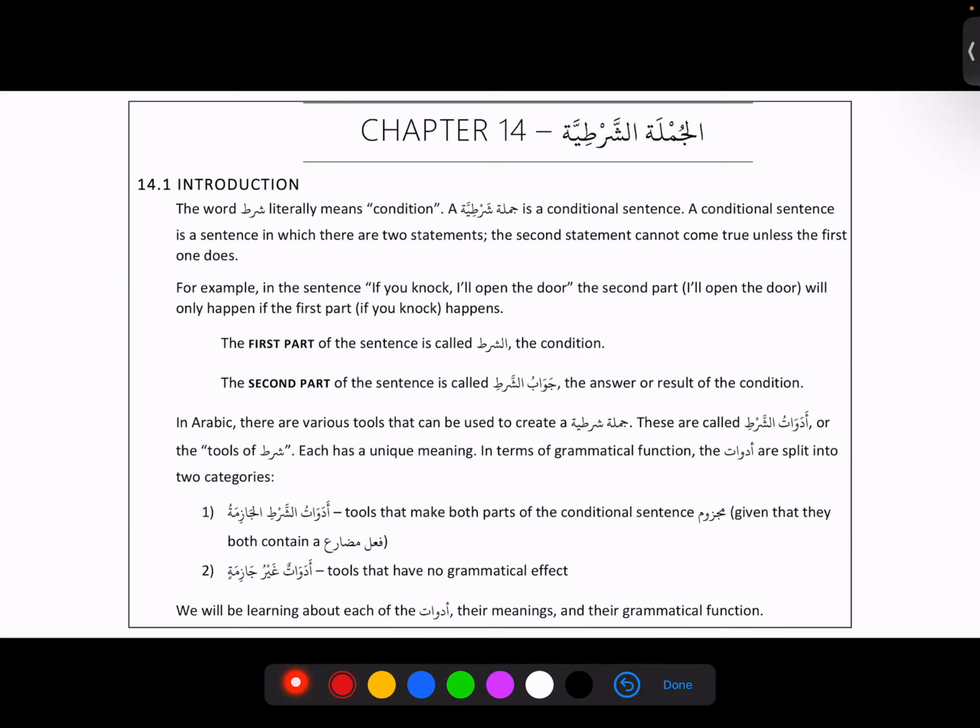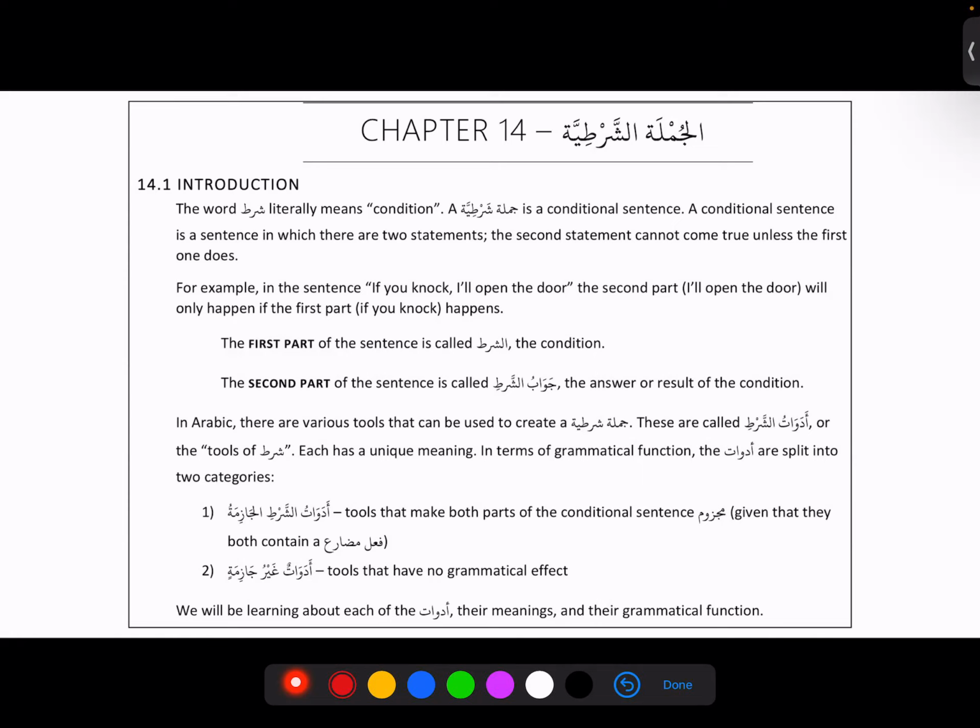For example, in the sentence, if you knock, I'll open the door. The second part, I'll open the door, will only happen if the first part, if you knock, happens, right? So the first part of the sentence is called shart, condition. And the second part of the sentence is called jawabu shart. The answer, or jawabu shart, is basically the result of the condition.